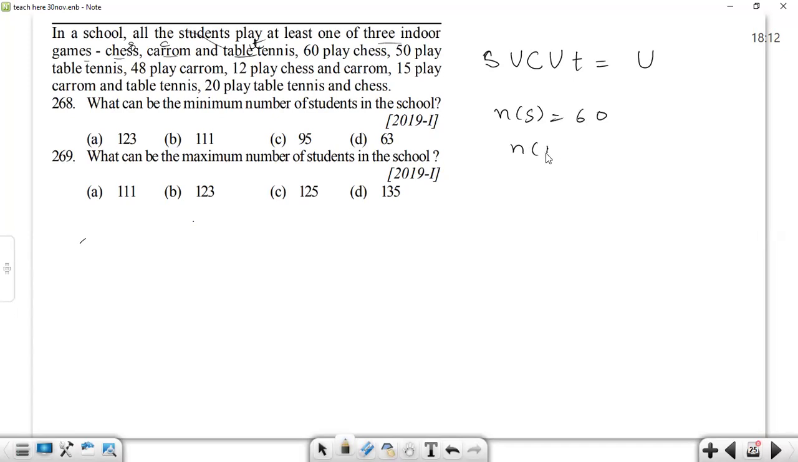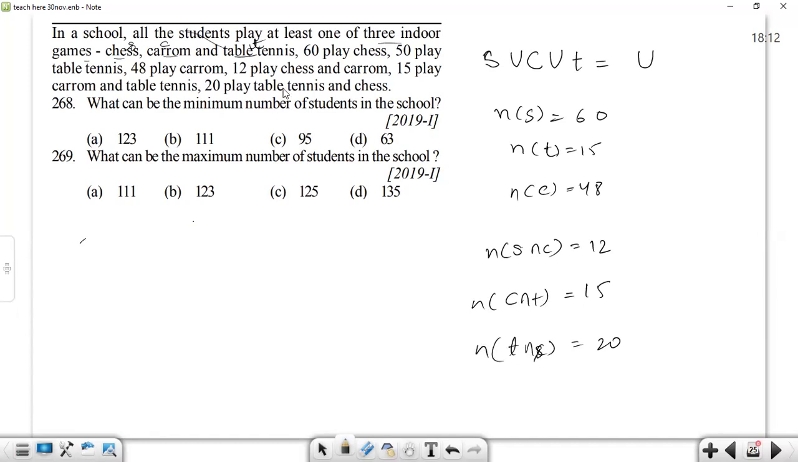60 play chess. 15 play table tennis. And 48 play carom. 12 play chess and carom. 15 play carom and table tennis. 20 play table tennis and chess. Chess is represented by S. So from here we have written down the given information. Now the first question is about the number of students in the school.